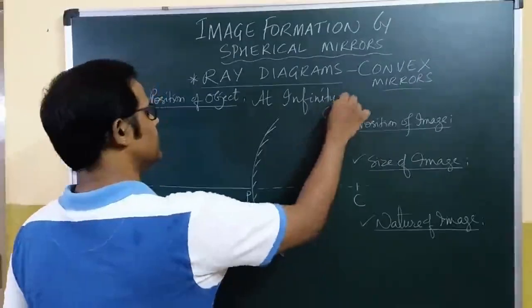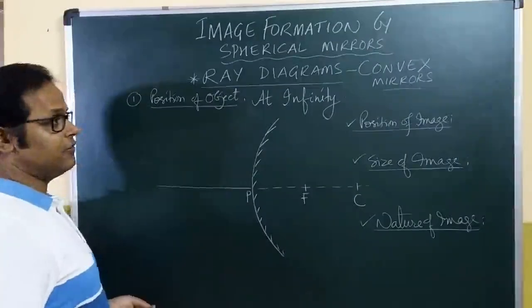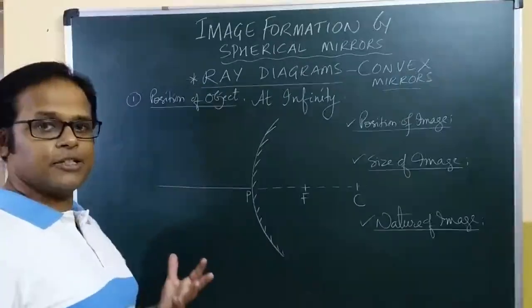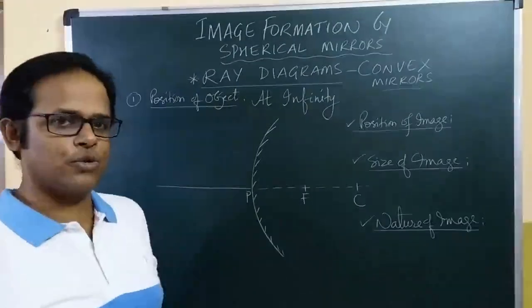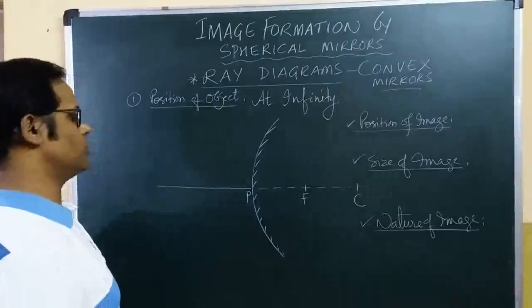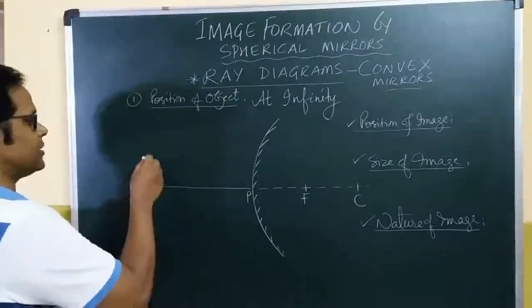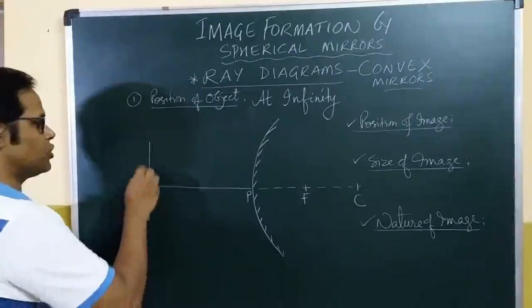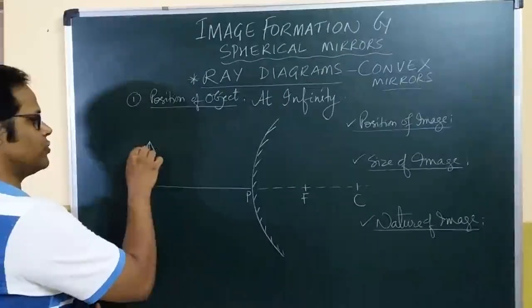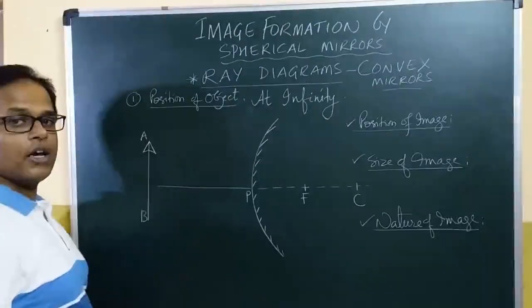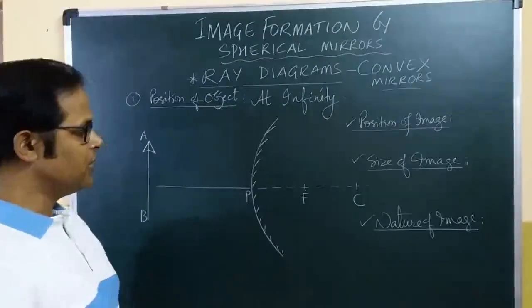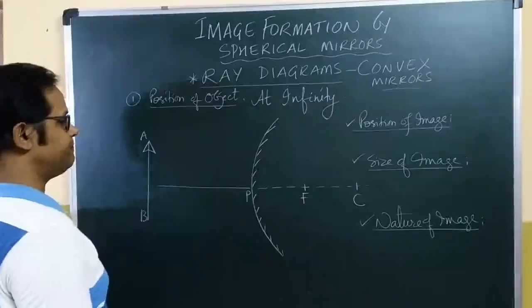Alright? The object being situated at infinity, very, very far, just like the sun in the sky. Too far and too bright a source of object, a luminous source. So that we indicate on the diagram as a large arrow mark, an object which is pretty large in size, but at the same time very, very far away from the mirror. That is how we exactly visualize.